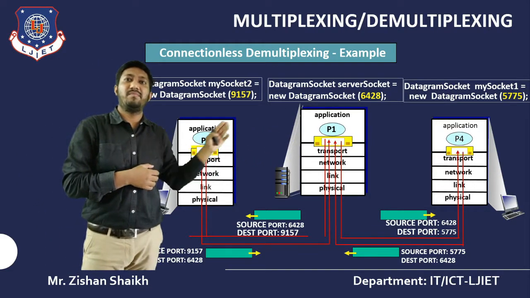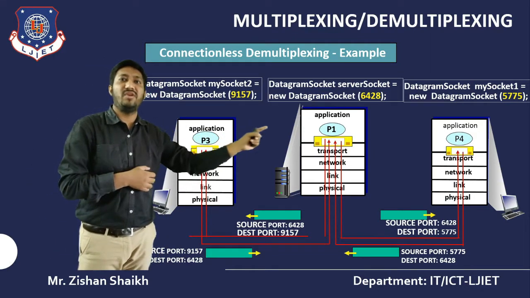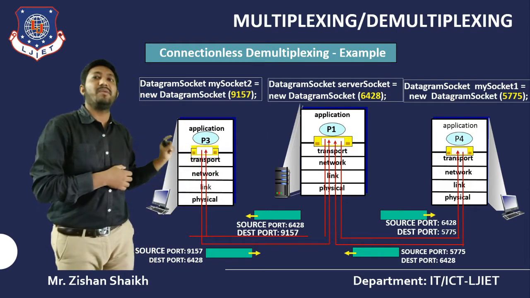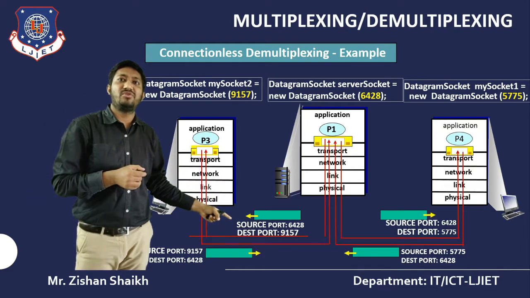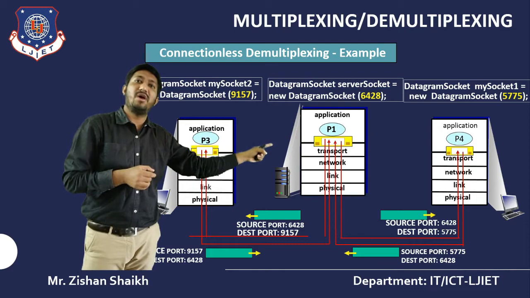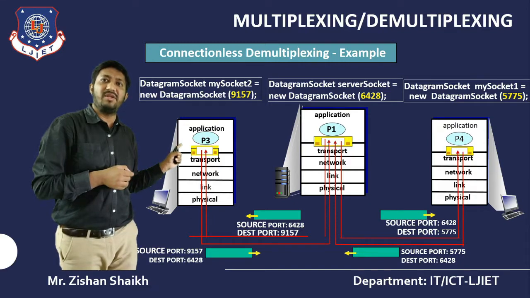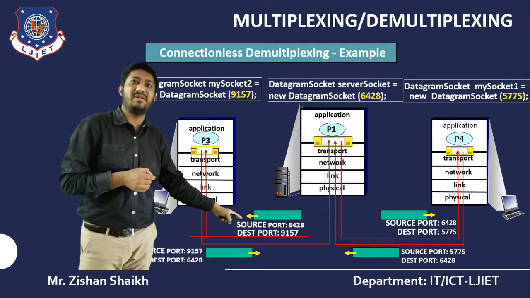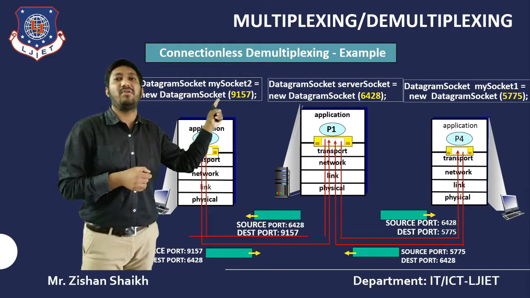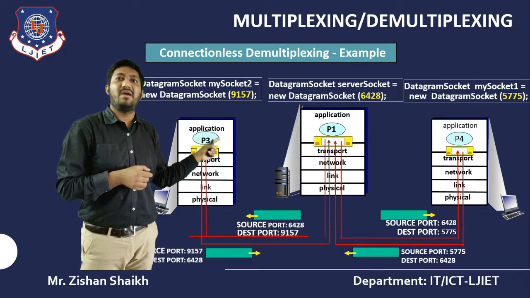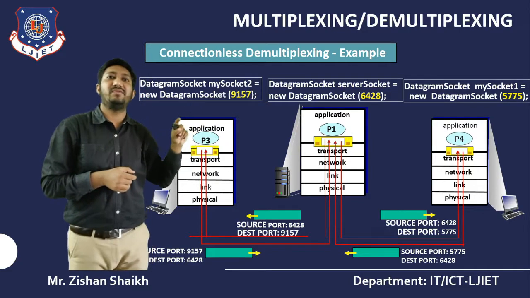So we have applications P1, P3 and P4. Three different processes are on three different hosts here. If P1 wants to send data to P3, what is the basic requirement? We can see the source port number here. The source port number is the port number of P1, that is 6428. The destination is this particular device A, and for that the destination port number is 9157. So when we are creating the socket, we are by default giving this particular port number. This application A has port number 9157, the second has 6428 and the third has 5775.